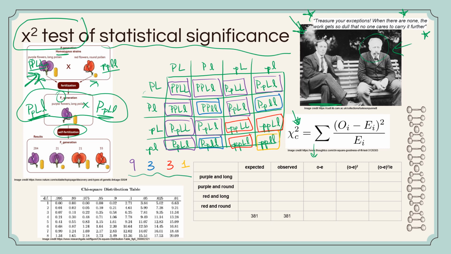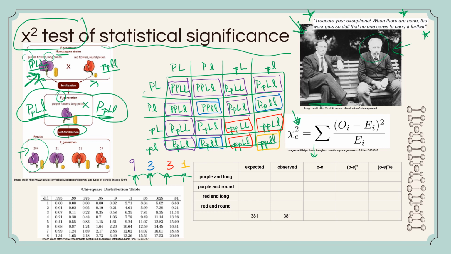We would expect to see 9 that show purple and long traits because those are both dominants. We should see 3 out of the 16 are going to be purple and round. 3 out of the 16 are red and long, and then only 1 out of 16 should have both recessive phenotypes, the red and round. So they actually did this cross, and these were the results. This is what they observed when they carried out the cross.